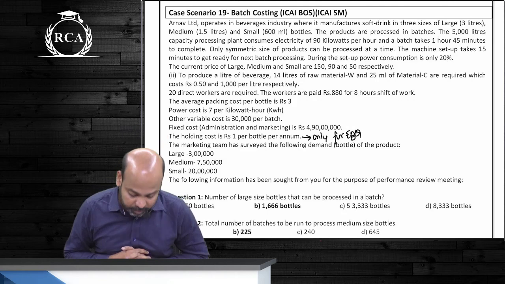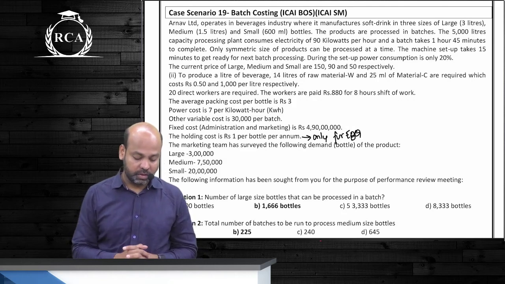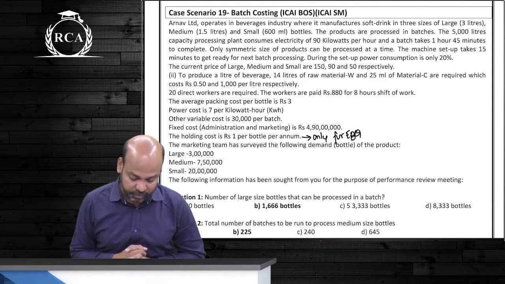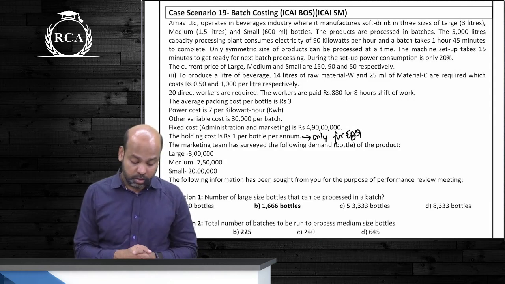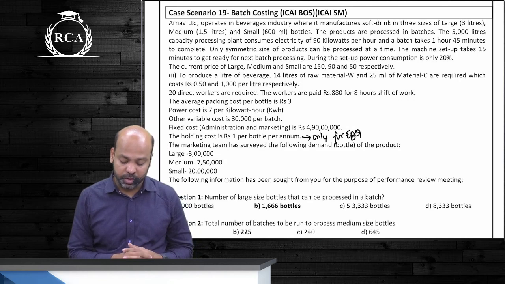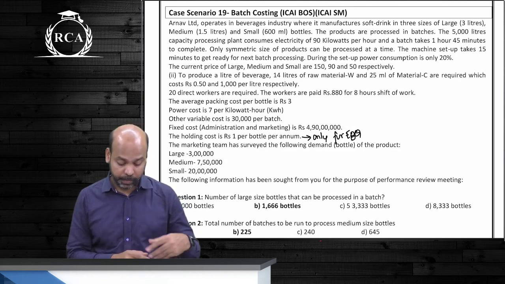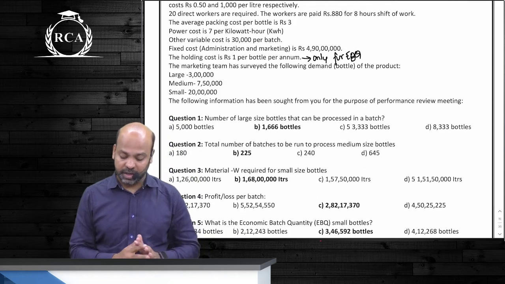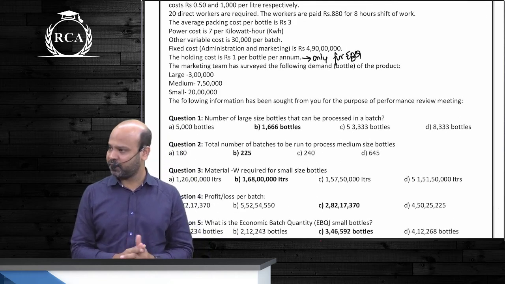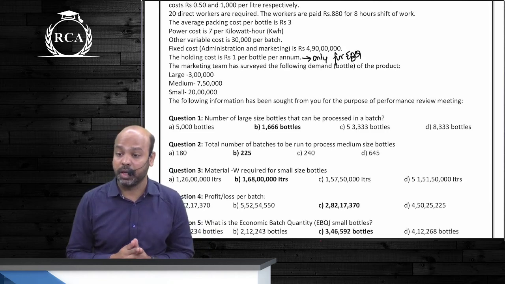The marketing team has surveyed the following demand for the bottles: large 3 lakhs, medium 7 lakh 50 thousand, small 20 lakhs. The following information has been sought from you for the purpose of performance review meeting. What are the number of large bottles that can be processed in a batch? Pretty simple. 5000 liters divided by 3 liters.